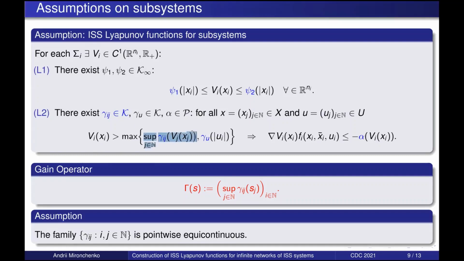So here, this term is very important. Basically, gamma ij tells what is the influence of the system j on the system i. Since this term is important, we define the so-called gain operator in this way. We take this expression, and instead of this vector of values of Lyapunov functions, we just take arbitrary vectors in L infinity plus. So gamma maps L infinity plus to L infinity plus.